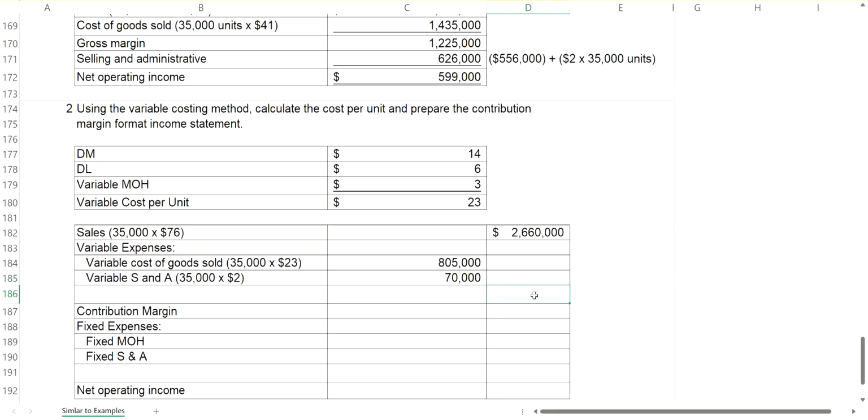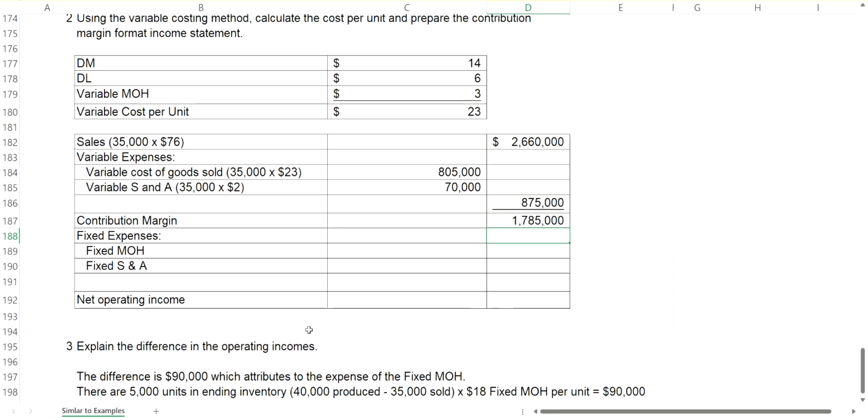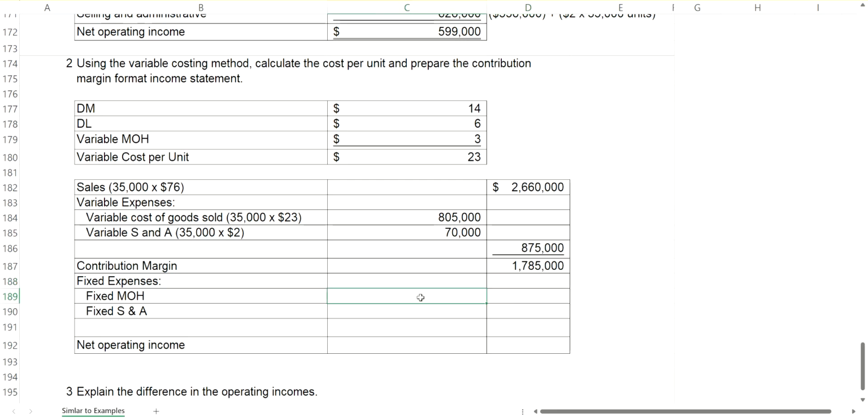So when we add the two together, our total variable expenses are $875,000. Subtract that from sales to get a contribution margin of $1,785,000.